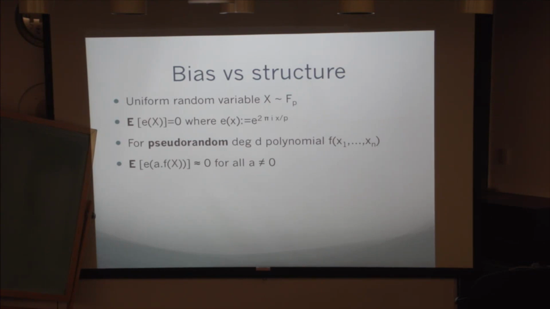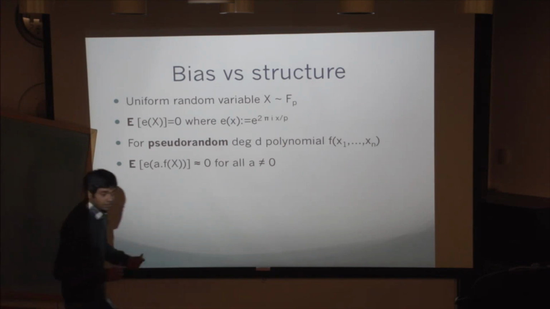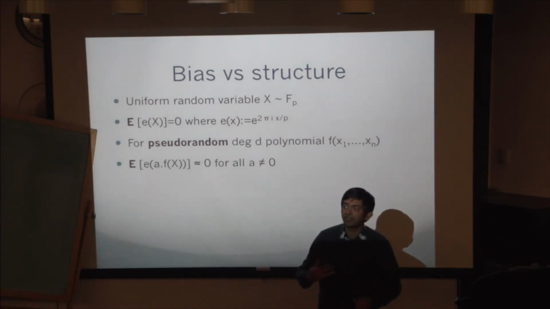And so now we want to say what does it mean for a degree d polynomial to be pseudo random? Well, here F is F_p. It means that every field value is taken with the same probability, right? And for that you want something like this to hold. You're just saying that the output of f is very random.